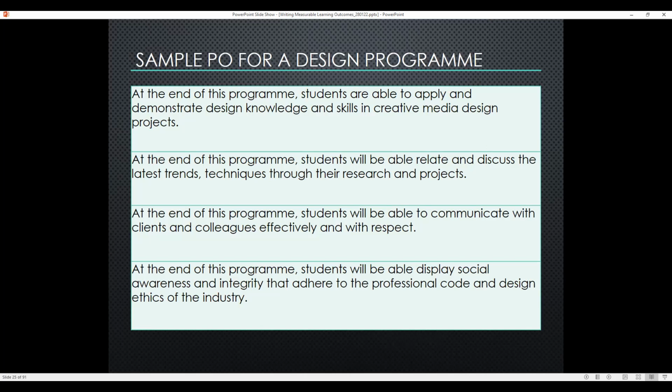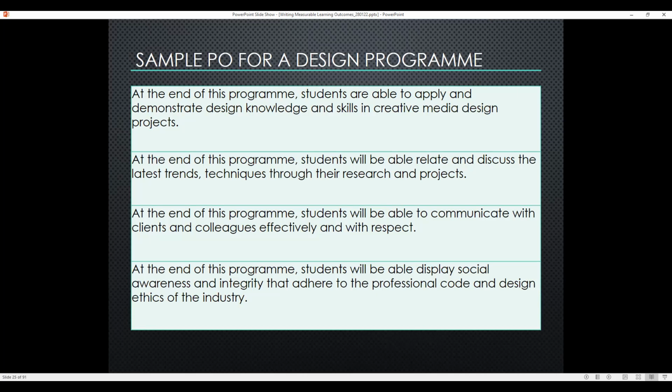Okay, so a sample of PLO for a design program. At the end of this program, like the course learning outcome, at the end of this course, sorry, students are able to apply and demonstrate design knowledge and skills in creative media design projects. Okay, so this is about the practical skills and all, right?